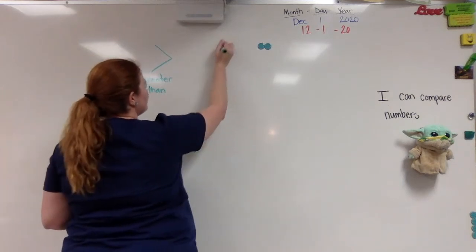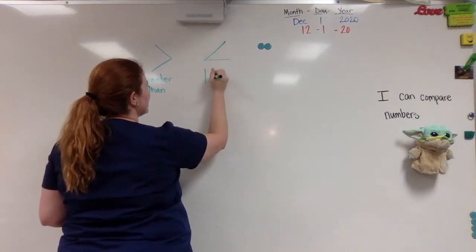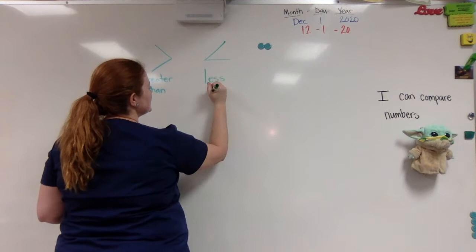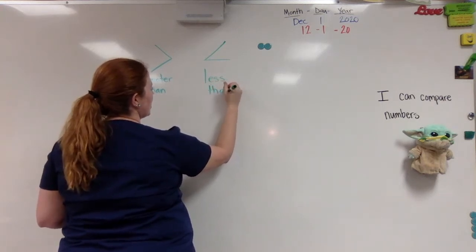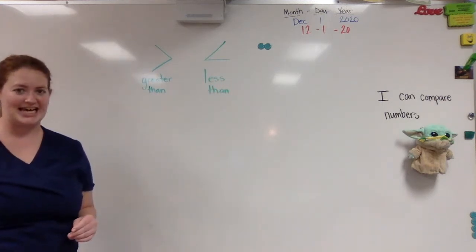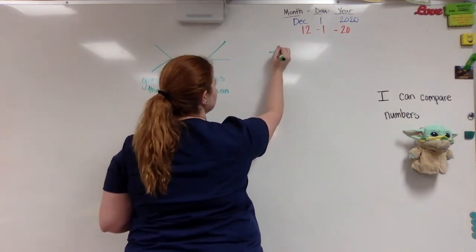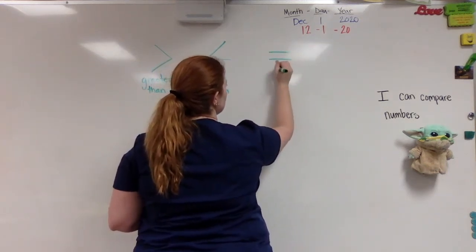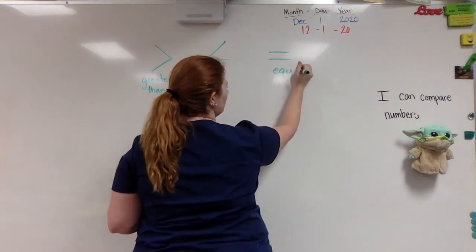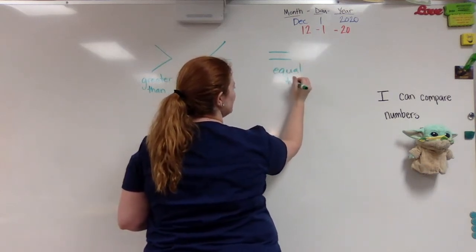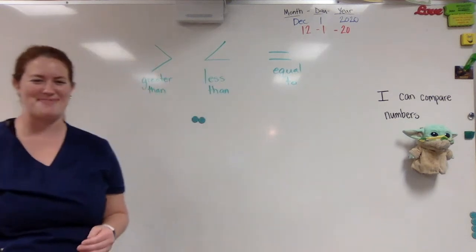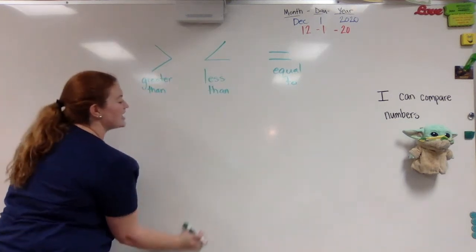Then I have the less than symbol. When I see the symbol facing this way, I know it's less than. Or we have our equal to. And we're used to seeing the equal sign because we see it all the time in our math problems, right? So let's just take a number like this.